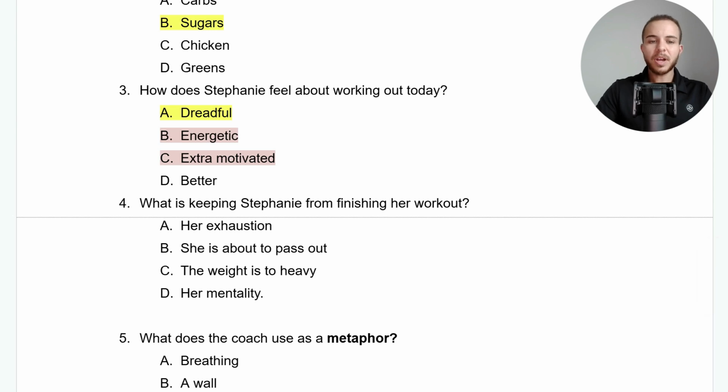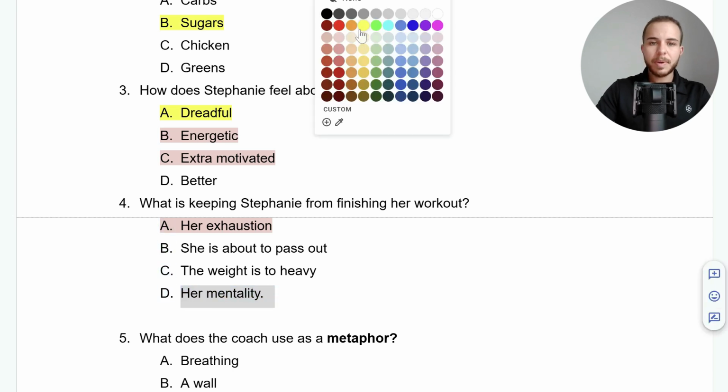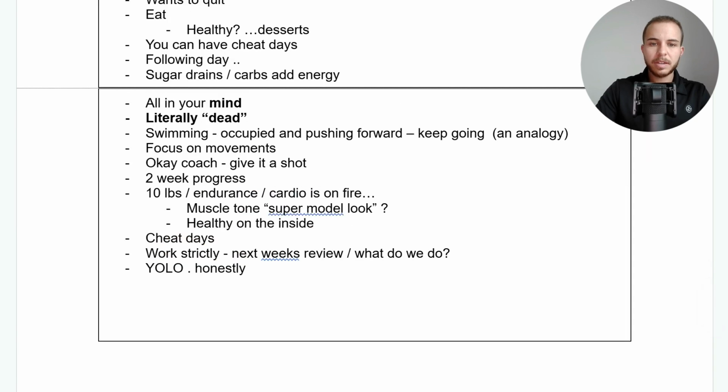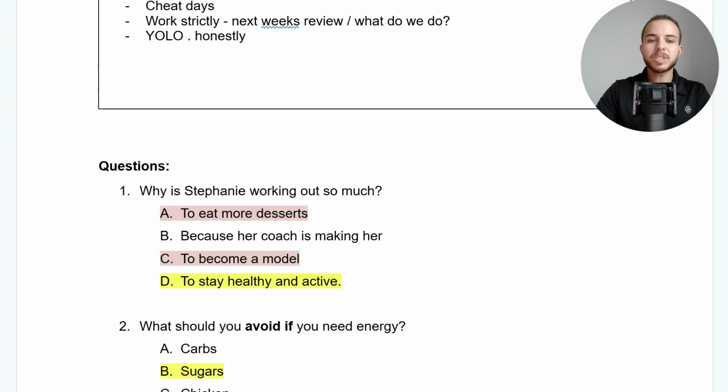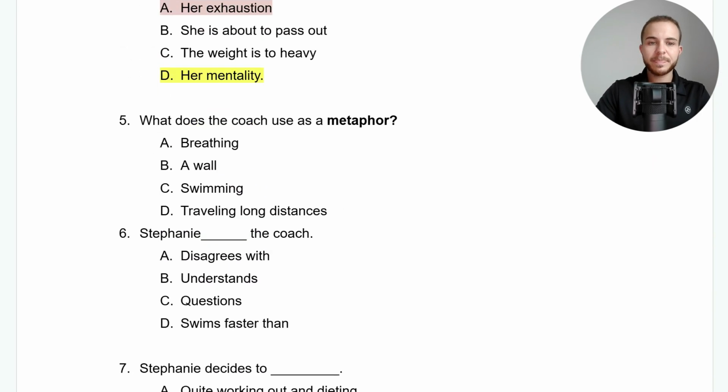Now, she did talk about being tired. She said my exhaustion. But the coach did say right after that it's not your exhaustion, it's actually your mentality. And I don't know if I wrote down something about that, but let's check. It's all in your mind. Okay, he did say it's all in your mind, and mind would be mentality. So that helps to confirm that answer.